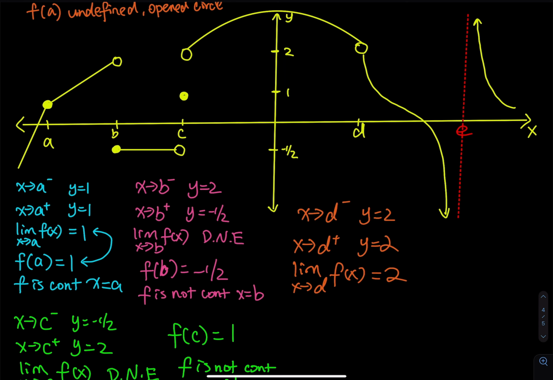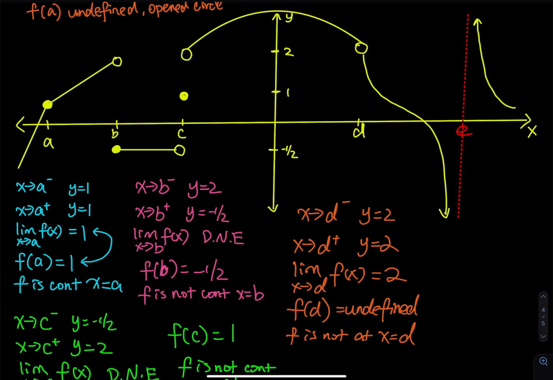Let me say this one more time. There is an open circle when x equals D. That means when x equals D, the function is undefined. So f of D is undefined; it is not equal to 2. So at the end of the day, we say the function is not continuous at x equals D.